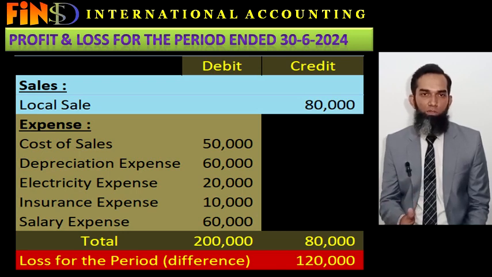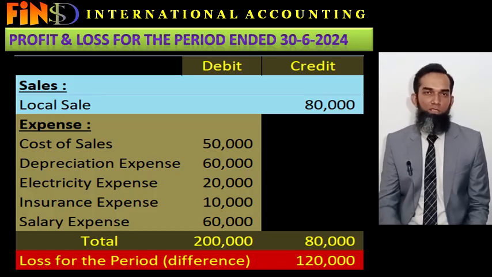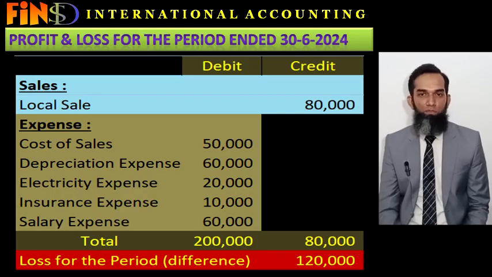So in this scenario, what we are watching is that the expense side is heavier than the credit side. Sales we have created are rupees 80,000, but expenses we have incurred in this 6 month period are rupees 200,000. And the difference, the loss we have obtained in this 6 month period, is 120,000 to the business.